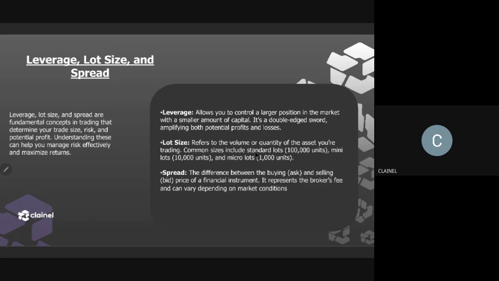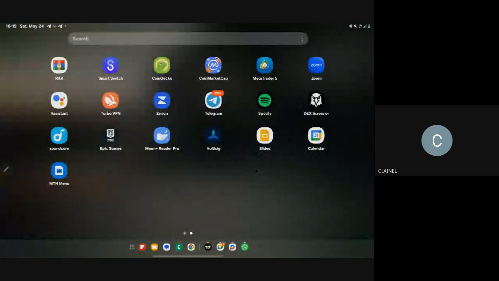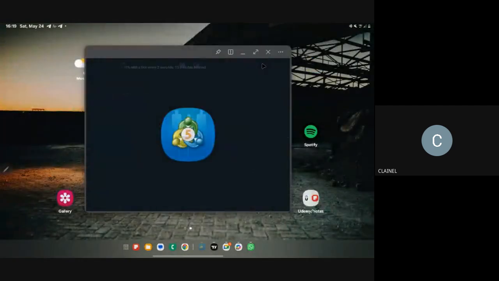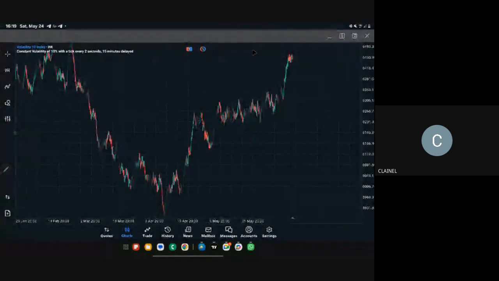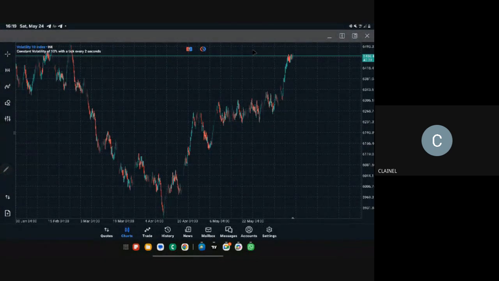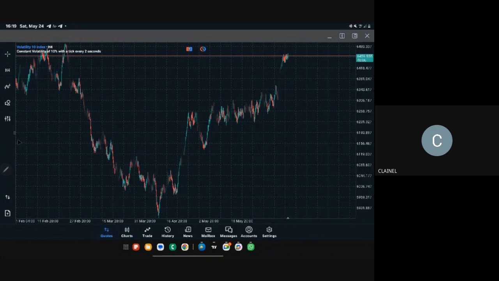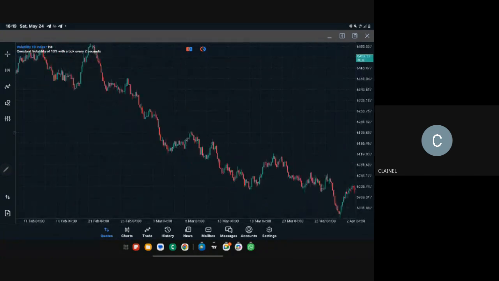Common sizes include standard lots. We have one lot size, which is, let's take a look at our Meta 5. Looking at our Meta 5. Okay, so in Meta 5, we have different lot sizes. I'm going to show you how to use this tool called Meta 5 Trader.